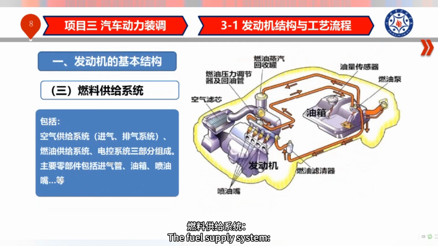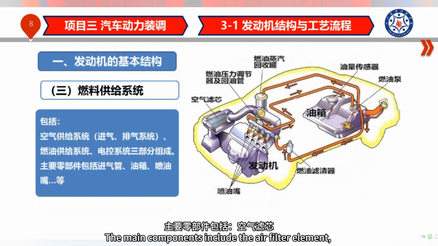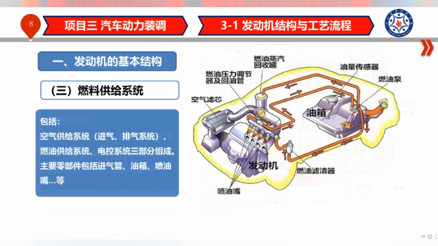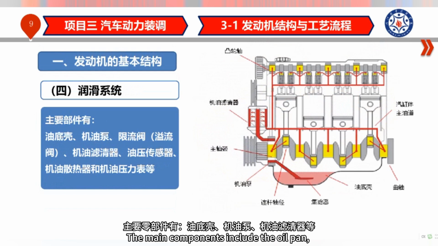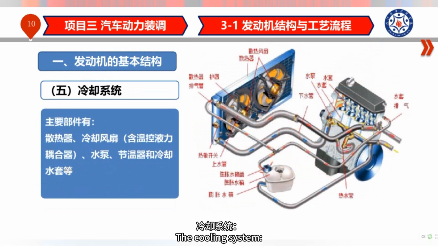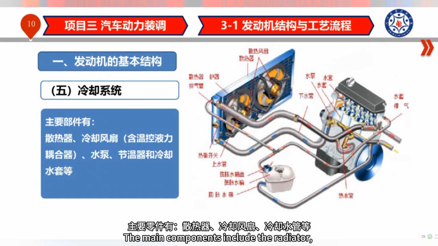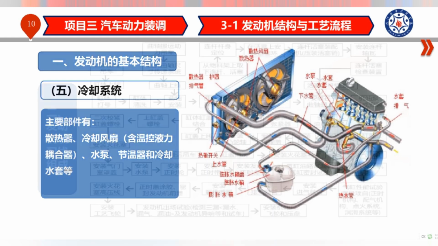The fuel supply system. The main components include the air filter element, intake and exhaust pipes, fuel tank, fuel injectors. The lubrication system. The main components include the oil pan, oil pump, and oil filter. The cooling system. The main components include the radiator, cooling fan, and coolant hoses.